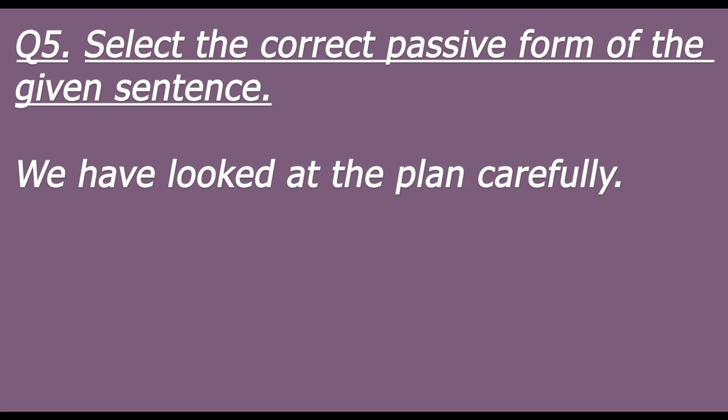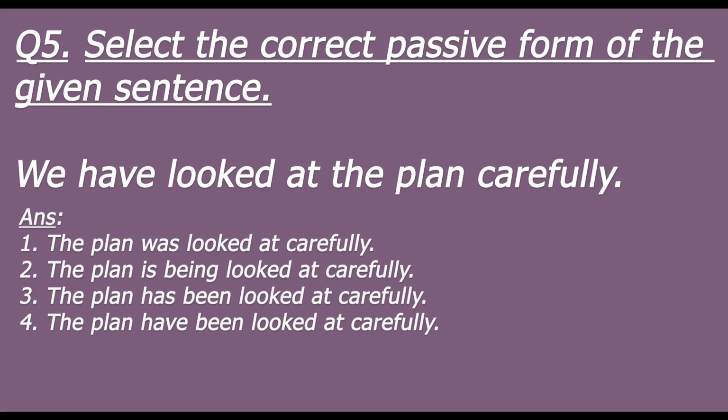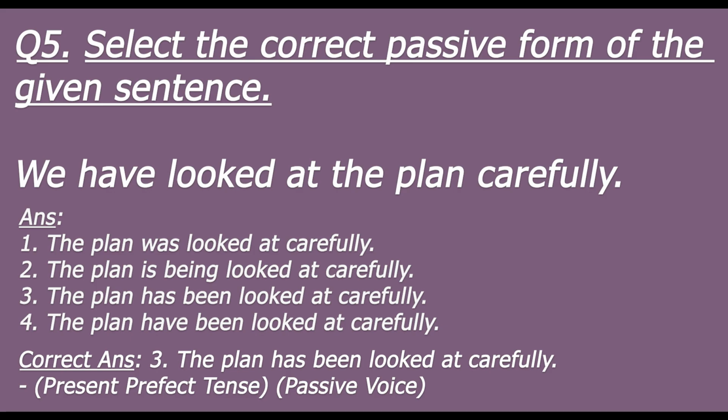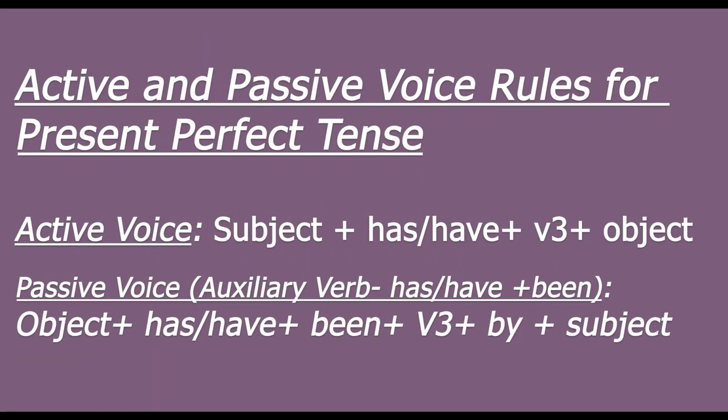So you have to give the correct passive form. So question 5, the correct answer will be, of course, the third one, that is, we have looked. That means it is in the present perfect tense. So the passive form will be the third answer, the correct answer: the plan has been looked at carefully. So when there is perfect tense, you will have to use been. Has been looked at carefully. And here is the rule as I've given. That is, in the passive form, object plus has, have, plus been, plus V3, plus by, plus subject.